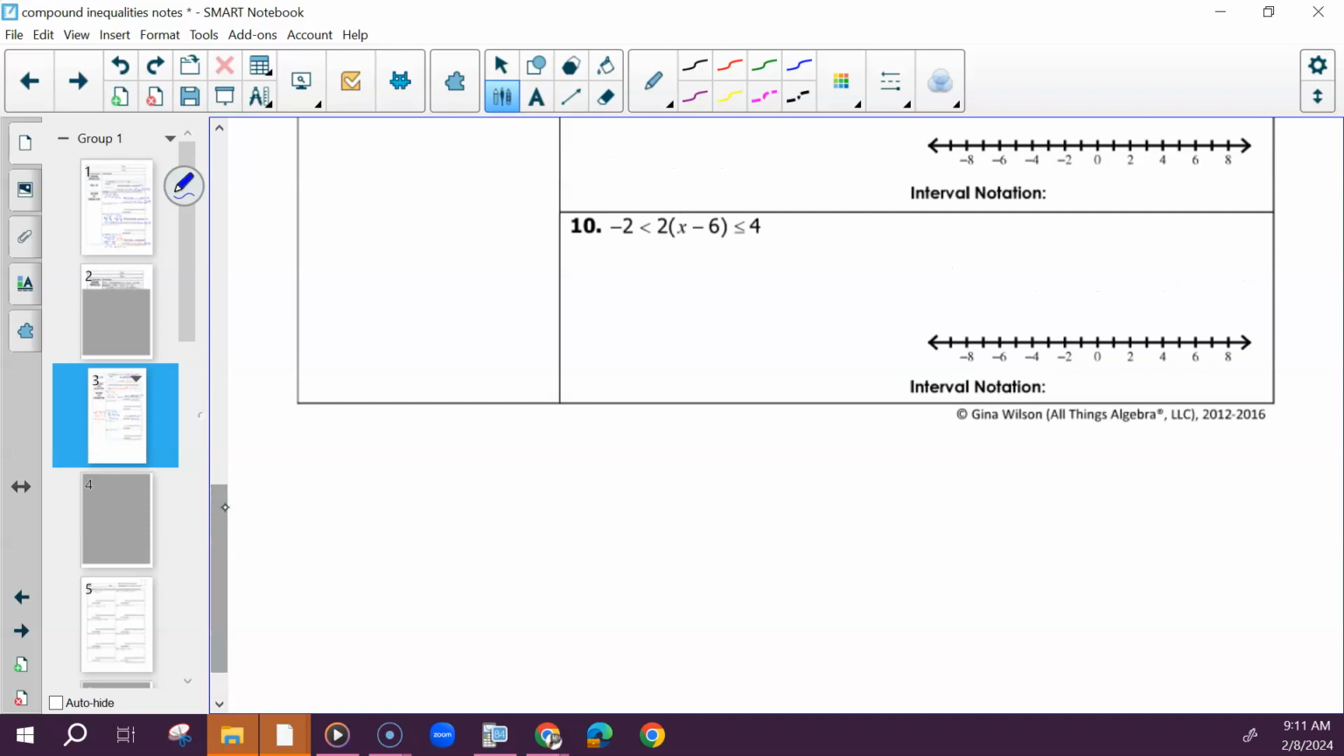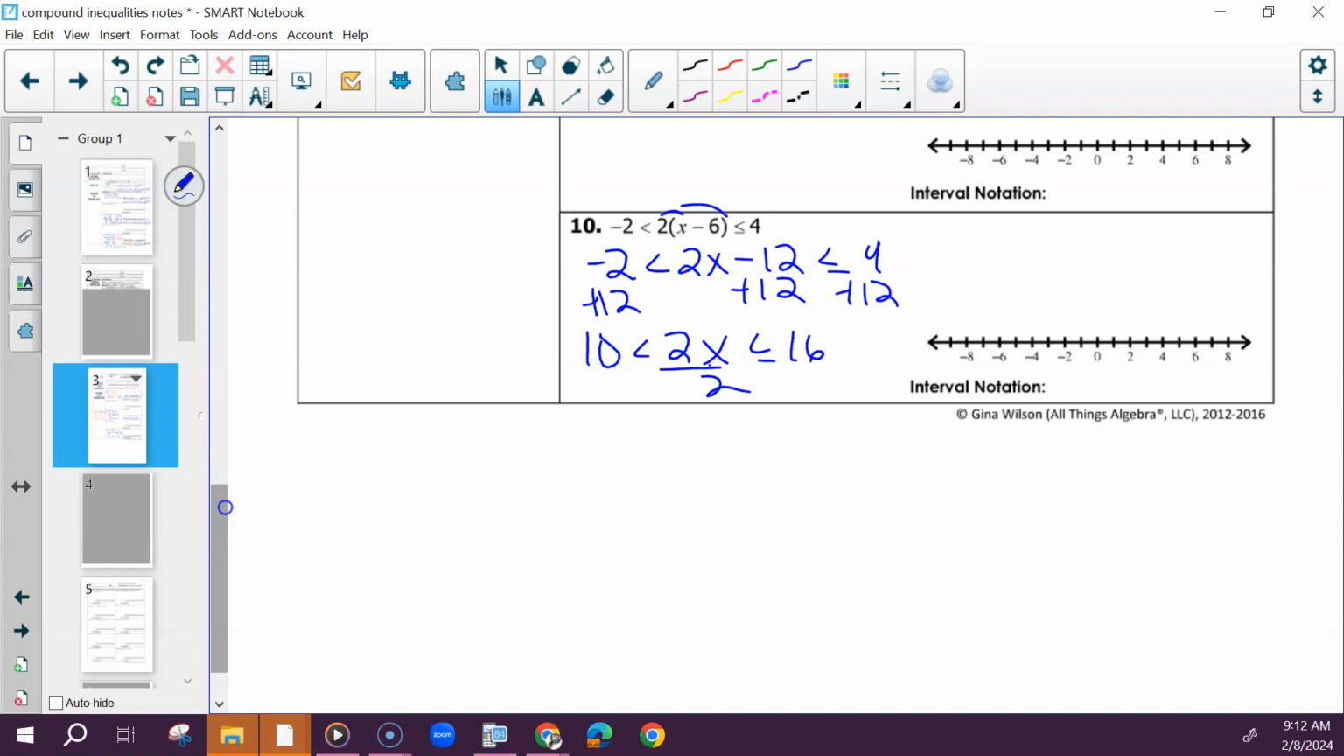So number 10, we can either distribute the 2 or we can divide everything by 2. But this only works because everything is divisible by 2. Which would we rather? Okay. We have -2 is less than 2x minus 12, which is less than or equal to 4. Get rid of the 12. We have 10 is less than 2x, which is less than or equal to 16. And divide everything by 2. Go ahead and graph that. And what would that interval notation be? Parentheses 5, 8 bracket.